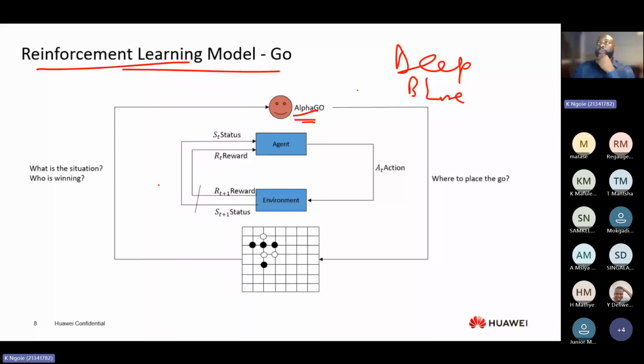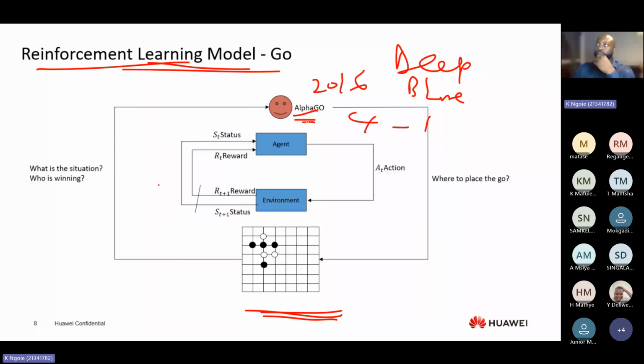Right. AlphaGo is another reinforcement learning model that beat a Go player. Go is a game usually played in Asia, with white and black stones on a board. It's a very, very intelligent type of game. In 2016, AlphaGo was able to beat the world champion, Lee Sedol. Lee Sedol was beaten by AlphaGo in 2016, and the score was 4-1.